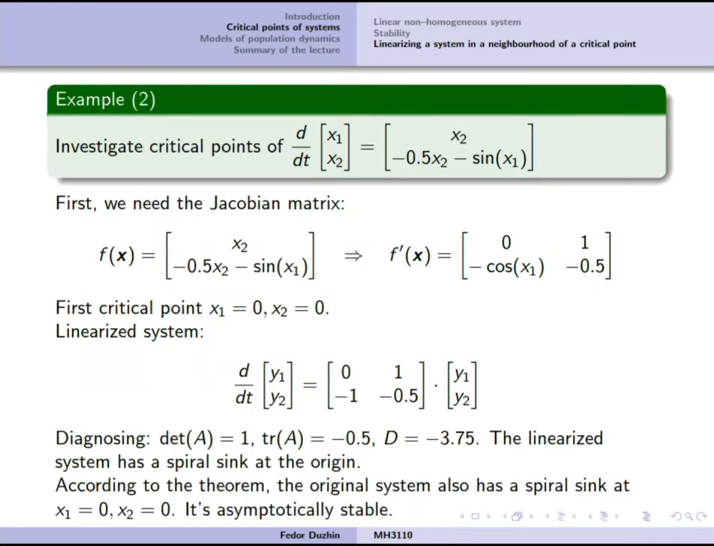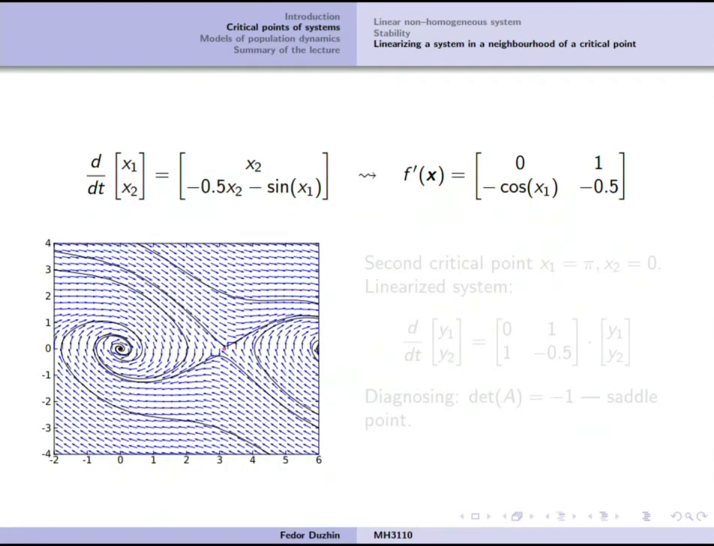And now, according to the big theorem, if the linear system has a spiral sink at the origin, then the original nonlinear system has a spiral sink at the corresponding critical point, and it is asymptotically stable, which you can indeed see here. So this is the origin, and it is indeed a spiral sink.